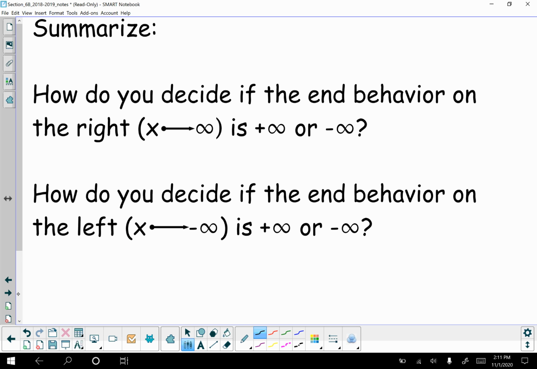So how do you decide on the end behavior on the right? So positive infinity goes up, negative infinity goes down. That's really all it is. How do you decide the end behavior when we go to negative infinity, if it goes up or goes down? So you're looking at the ends of the graph. We're not worried about the stuff all in the middle. We're worried about the end behavior.